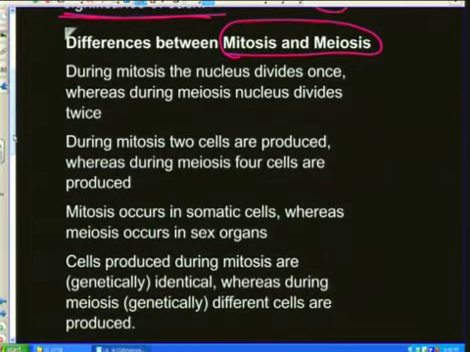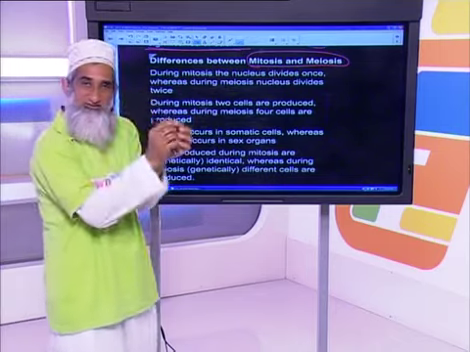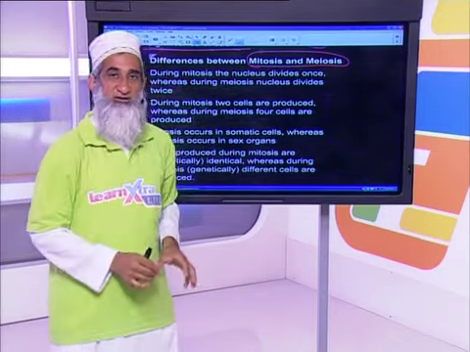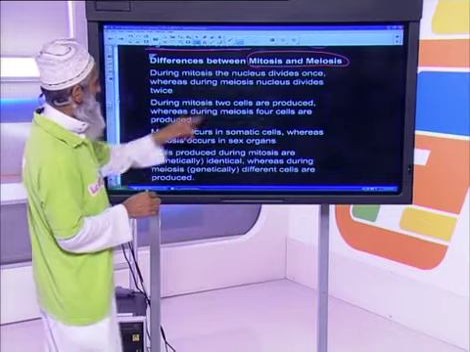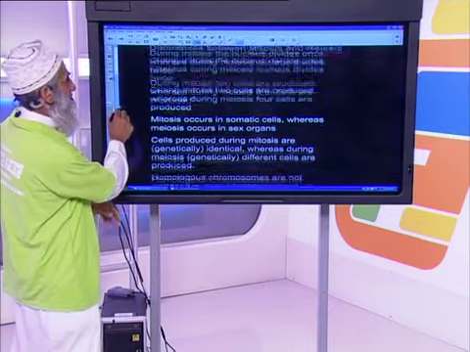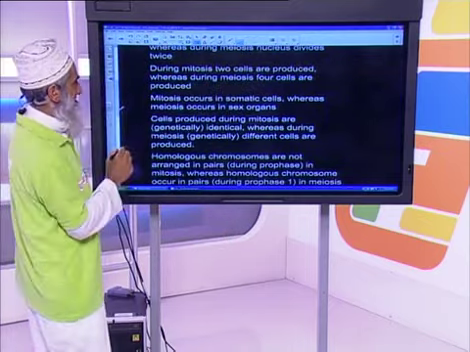Now, the best way to start this is to talk about the early parts. How many times does the nucleus divide? During mitosis, the nucleus divides once, whereas during meiosis, it divides twice. Notice, we're not just giving all the mitosis and then all the meiosis. We're discussing them as differences immediately of both of them. So that's the first one. During mitosis, 2 cells are produced, and in meiosis, 4 cells.